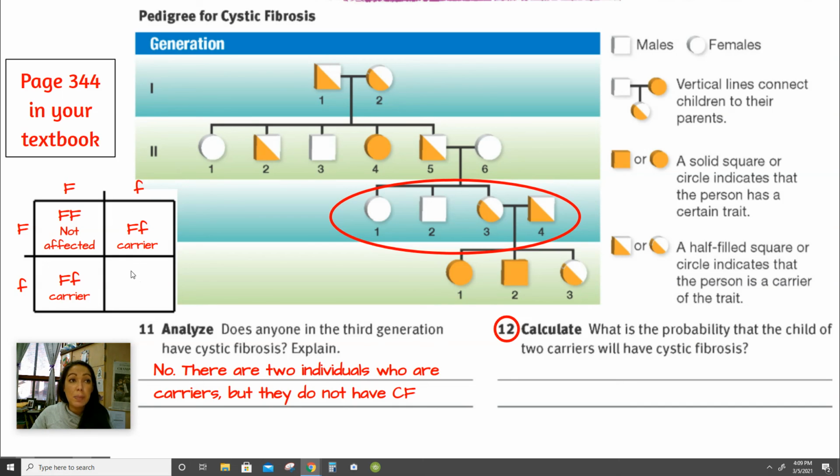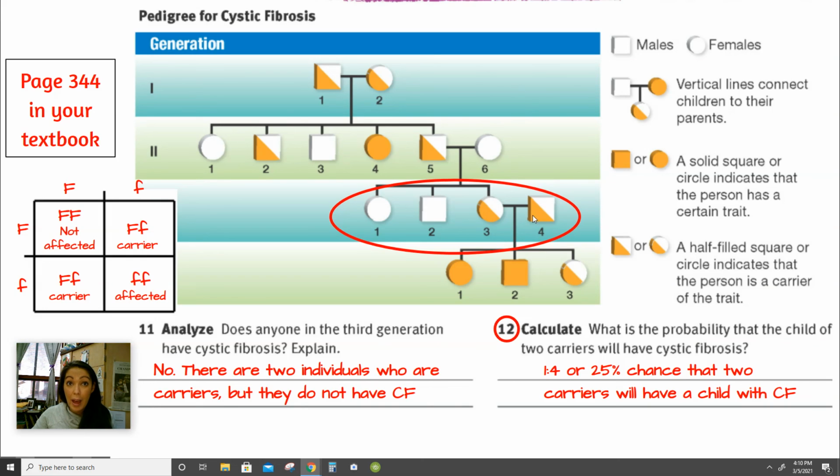And then my last possibility is a lowercase f, lowercase f. That offspring would be affected, would have cystic fibrosis. So what's the probability? I have a 1 out of 4 chance, or a 1 to 4 ratio, or a 25% chance that 2 carriers would have a child with cystic fibrosis.